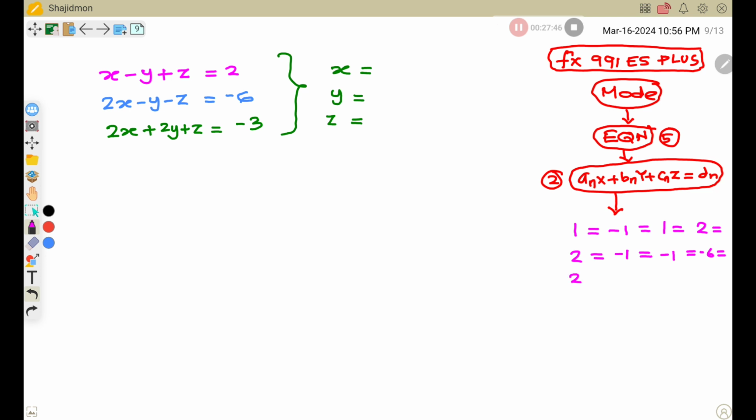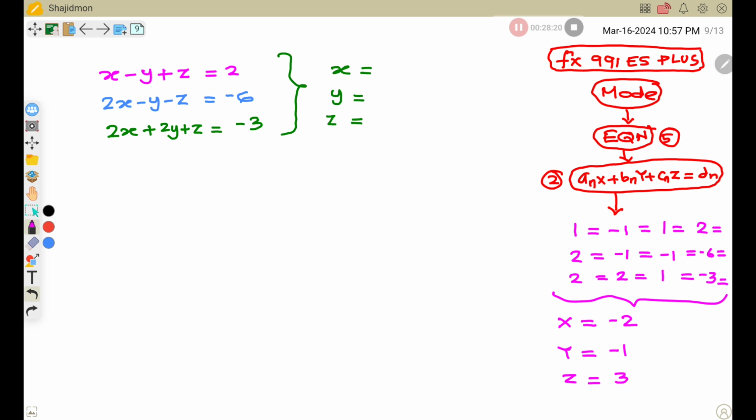Third equation: x coefficient 2, y coefficient 2, z coefficient 1 and right side number is minus 3, and press equal to after that. Once you finish this, press equal to and you will get the x value, the y value and the z value. I hope you are getting the numbers. What are the numbers actually? x equal to minus 2, y equal to minus 1 and z equal to 3.